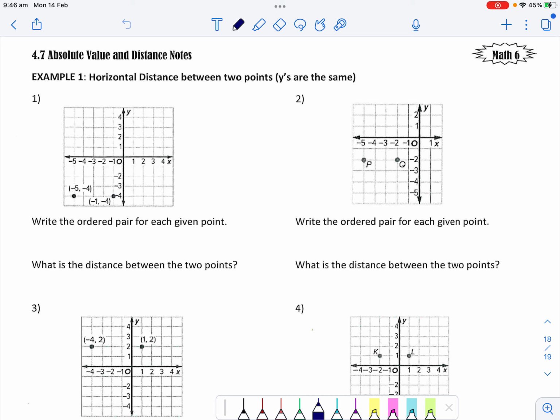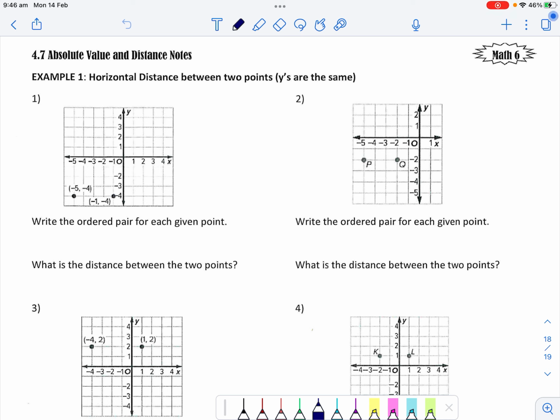Hey everyone, today we are going to be talking about absolute value and distance. So we've already talked a little bit about absolute value and how absolute value is a distance from 0 on a number line. And we talked about how distance cannot be negative. So when we're finding distance on a coordinate plane, the rules are the same. So even though there are negative coordinates and positive coordinates, when we calculate that distance, it's going to be positive.